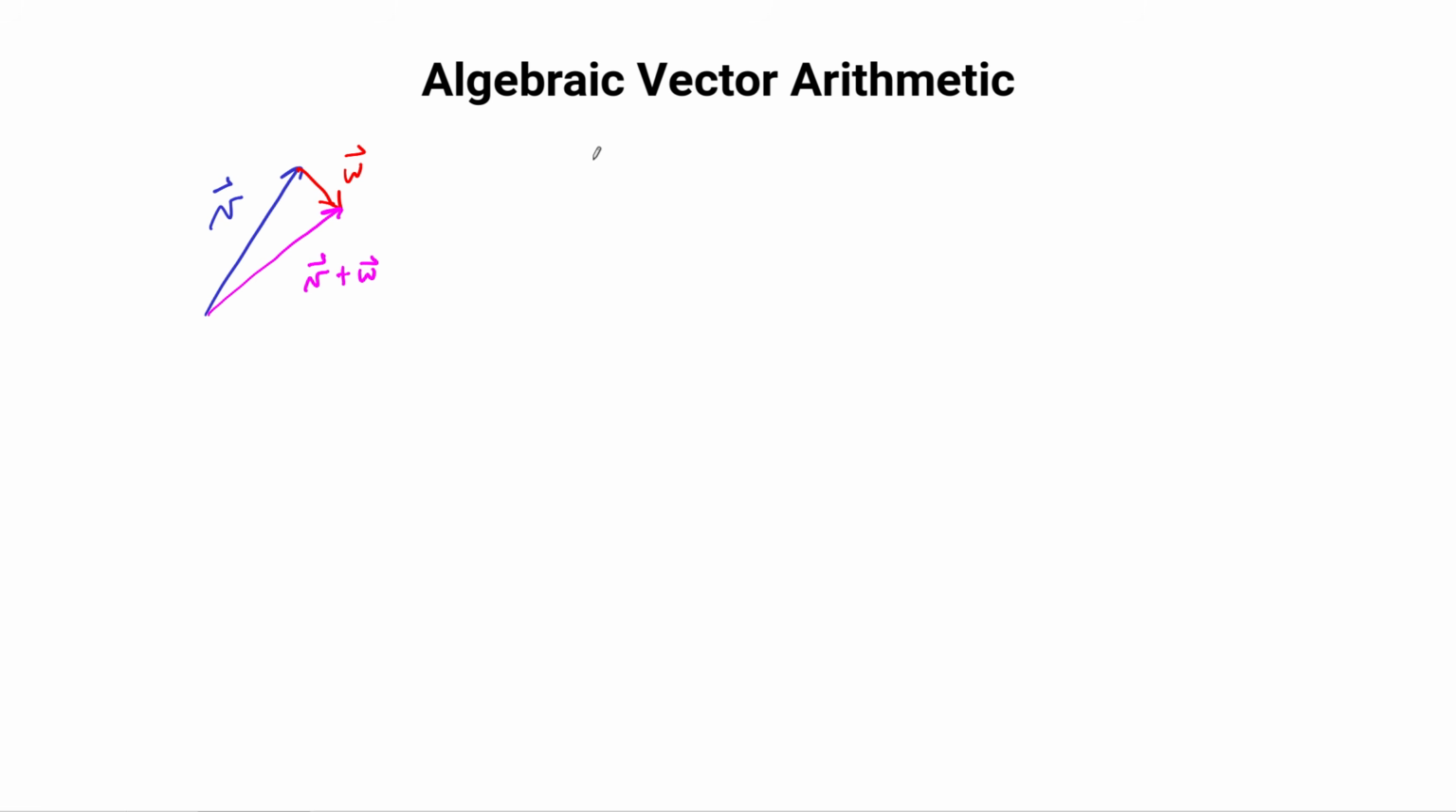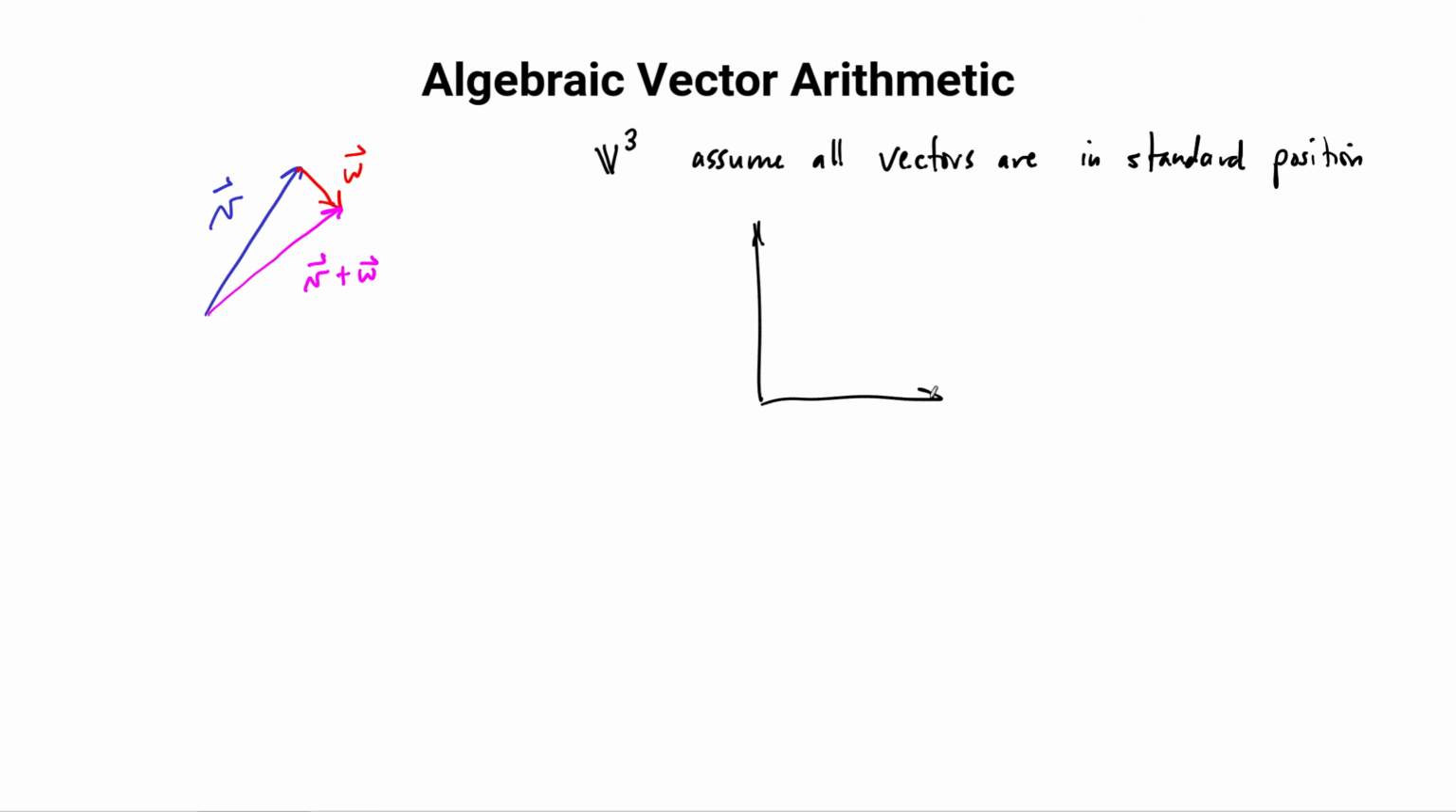So from now on, what we're going to do is we're going to consider that we're in the vector space V3. You should be able to reduce all of this to V2, the vector space V2, very easily. And let's assume that all vectors are in standard position here. So remember what standard position means. This means that our vectors, if we were to plot them, their initial point would be at the origin.